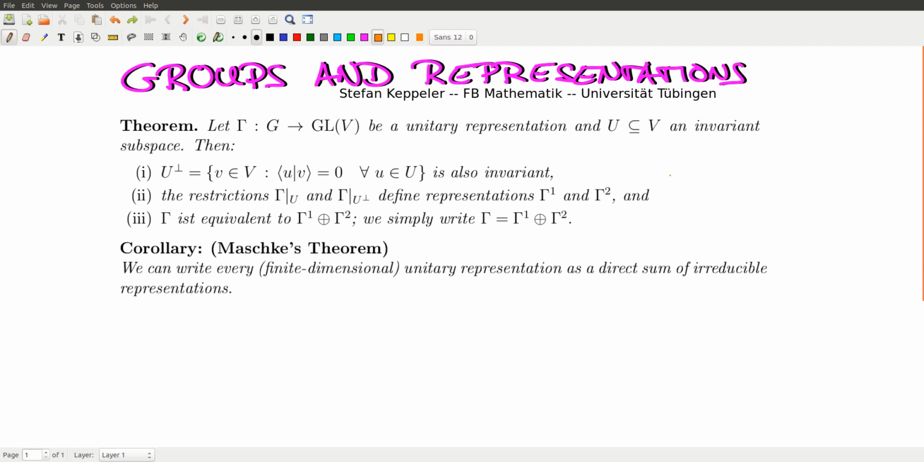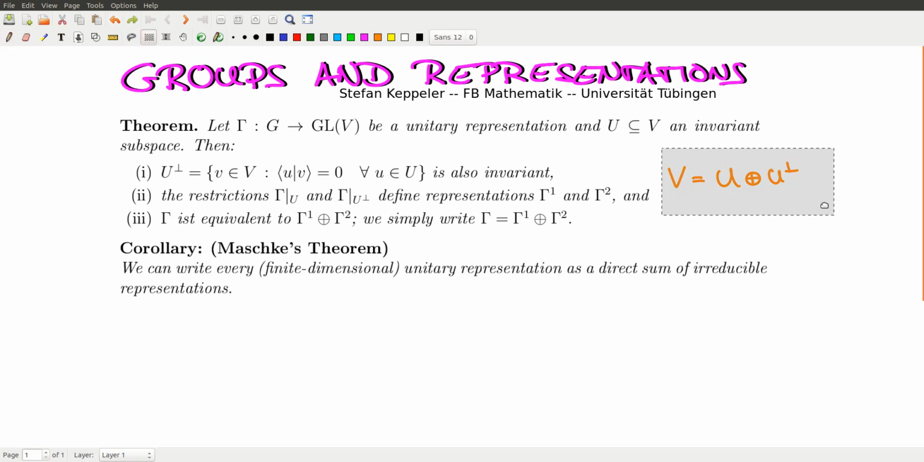So V is U plus U perp, direct sum. If both are invariant, then each of them carries a representation again, call them gamma 1 and gamma 2. And then the original representation, gamma, which lived on V, is equivalent to the direct sum of the two representations, which are carried by U and U perp. And we simply write this in this way. So this equal here for representations essentially means equivalent.